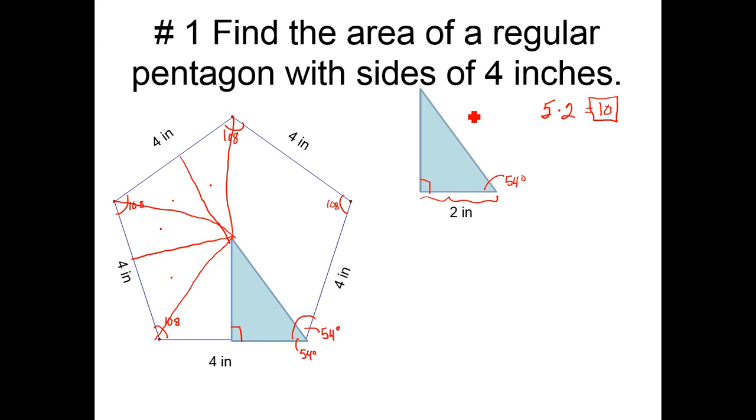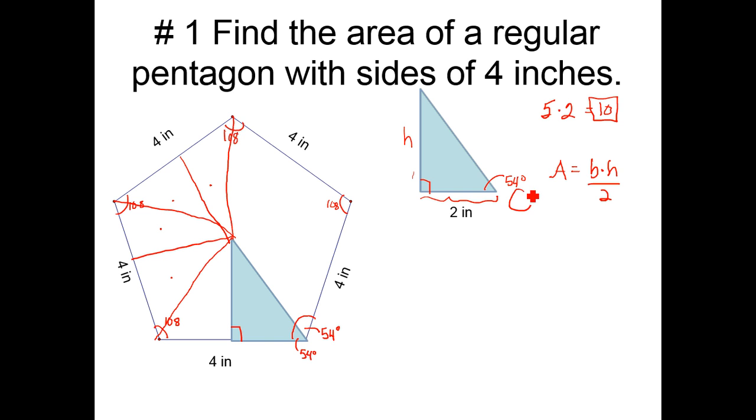Okay, so let's focus on trying to find the area of this little one. I can use trig or SOHCAHTOA to help me find other parts of our triangle. So first, let's talk about what we need for the area of a triangle. If you have your formula sheet out, area of a triangle is base times height divided by 2. So we need a base and a height. Well, I have a base of 2, but I certainly do not have a height. My height is my apothem. So I need to find this apothem or this height value.